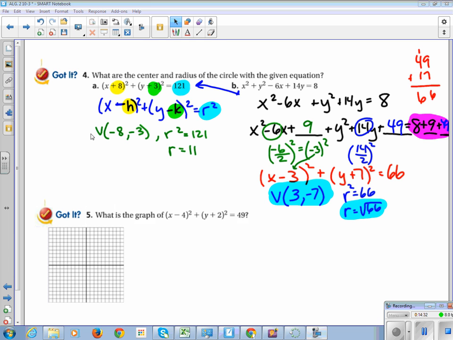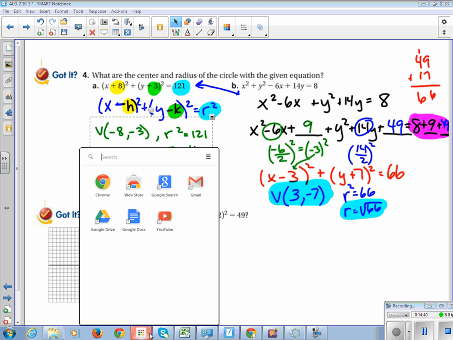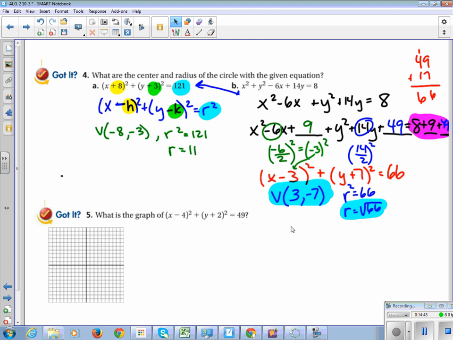So I've been saying vertex and it's actually the center. So let me change these guys. They're centers. Okay, well, how do we mark centers? With a C. So we're just going to change these to a C. I've been saying vertex because we did parabolas yesterday.